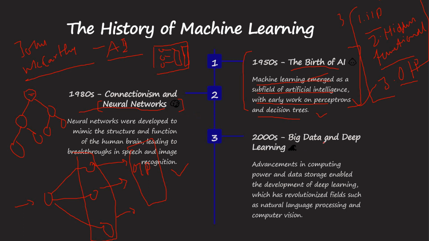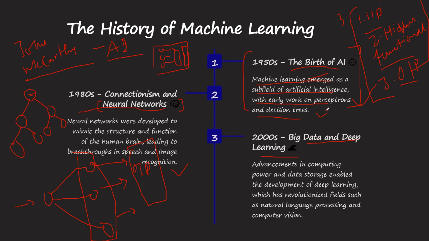The last one is big data and deep learning. Big data came in the early 2000s, after Y2K, when the internet was first created and Web 2.0 came into the market. After that, big data and cloud computing came into existence. Before that, there were some AI-based robots as well.